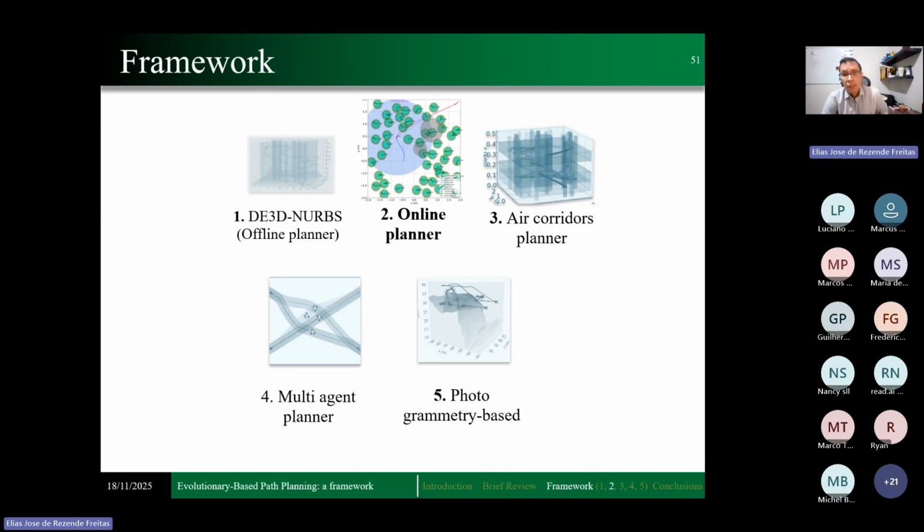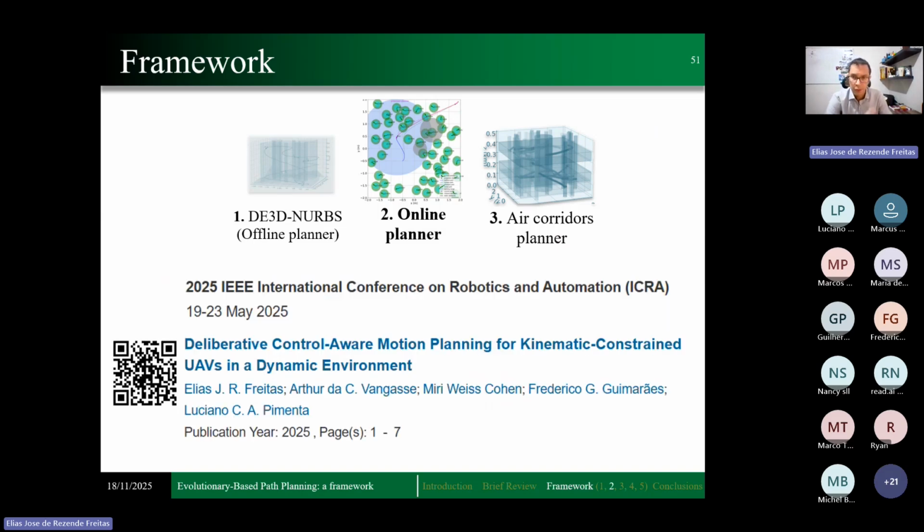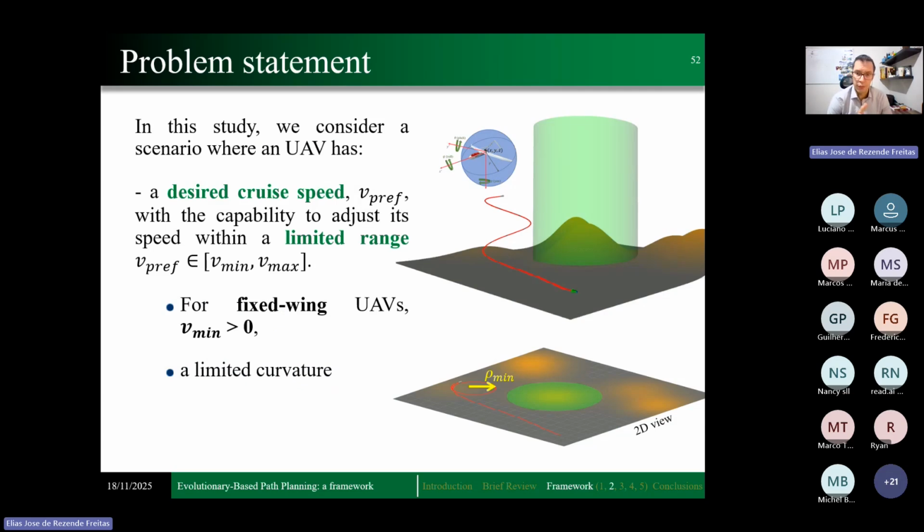Moving on to our online planning, published last year as our early result, and this year the complete version at the ICRA. In this study, we consider a scenario where a UAV has a desired cruise speed within a limited range. For example, when we work with fixed wings, they have a minimum speed different from 0. That is, they cannot hover or remain stationary in the air.